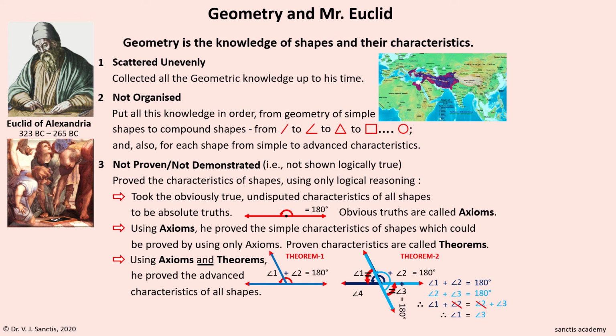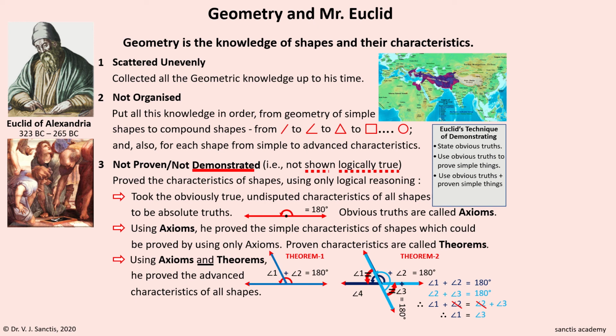We can similarly demonstrate that angle 2 is equal to angle 4, which we will do in a later video. Now, to note this demonstration process in simple terms, firstly, state obvious truths. Next, use obvious truths to prove simple things. And then, use obvious truths plus proven simple things to prove advanced things. You can pause the video now and double check.